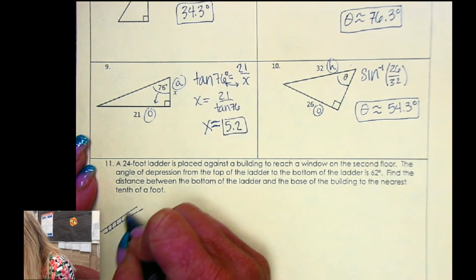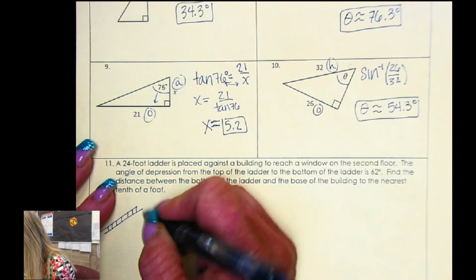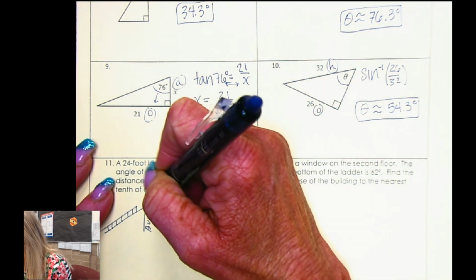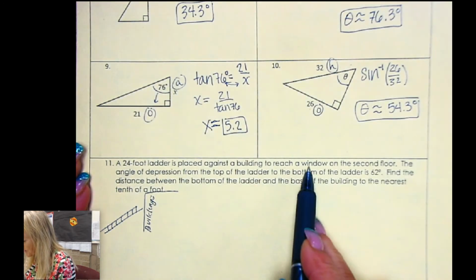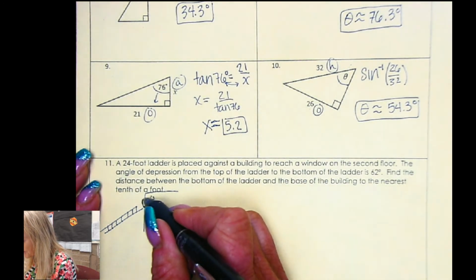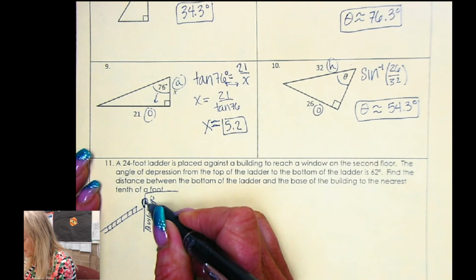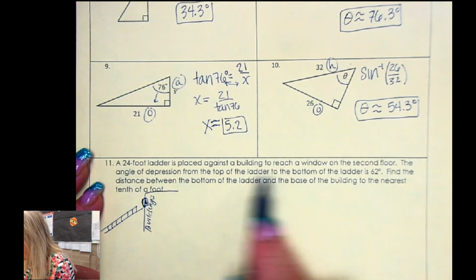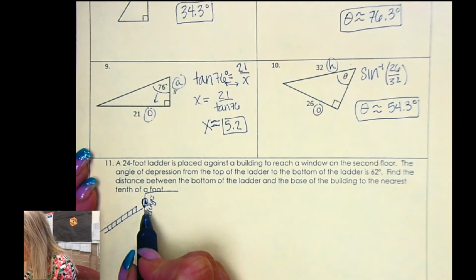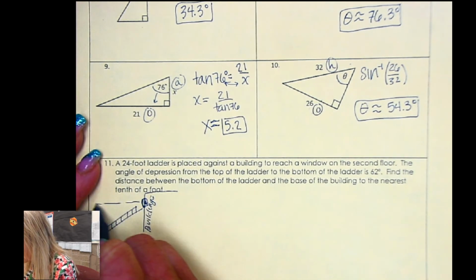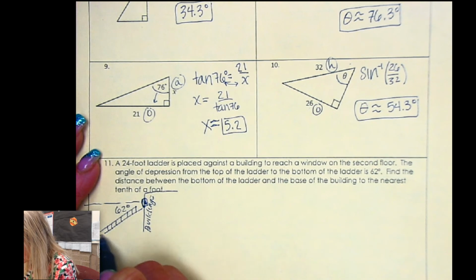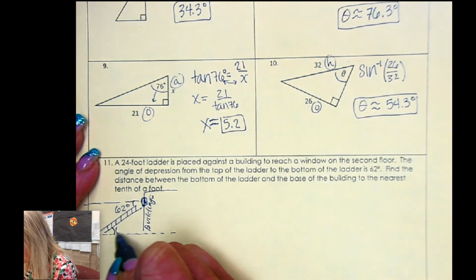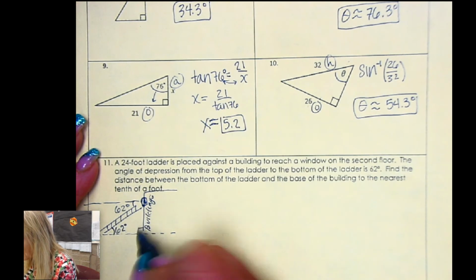So you have a ladder, and it's placed against the building, to reach a window on the second floor, so we want to reach this window. It's a beautiful window, I know. The angle of depression from the top of the ladder to the bottom of the ladder is 62 degrees. So we know right here is 62 degrees, and it's the angle of depression. Now this angle and this angle are alternate interior angles, so they're going to be congruent.